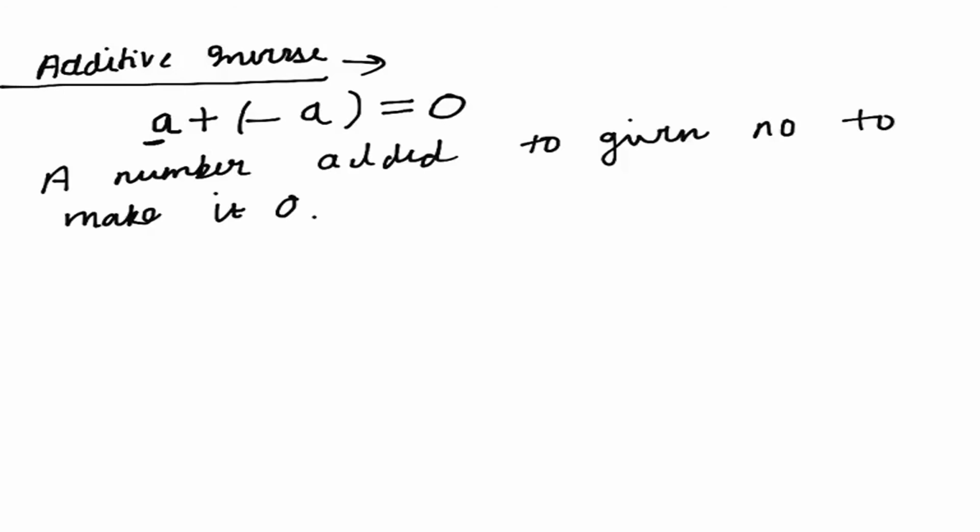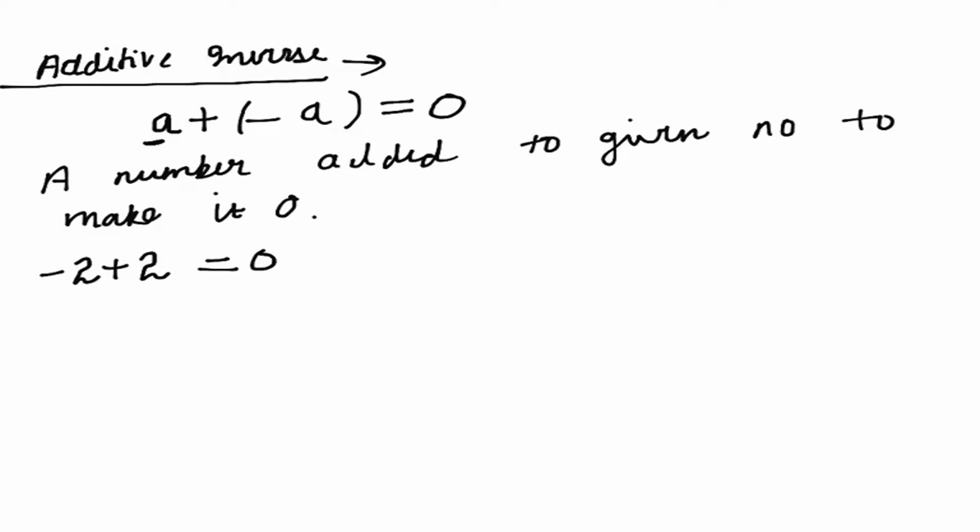Before I explain the subtraction of rational numbers, I would like to explain the additive inverse. What do we mean by the additive inverse? A number that is added to a given number so that we get the answer as 0. Suppose we have a variable a. What can I add to a so we get 0 as the answer? It will be minus a. Suppose we have minus 2. What will be the additive inverse of minus 2? I want the answer as 0, so if I add plus 2 to it, I will get 0.